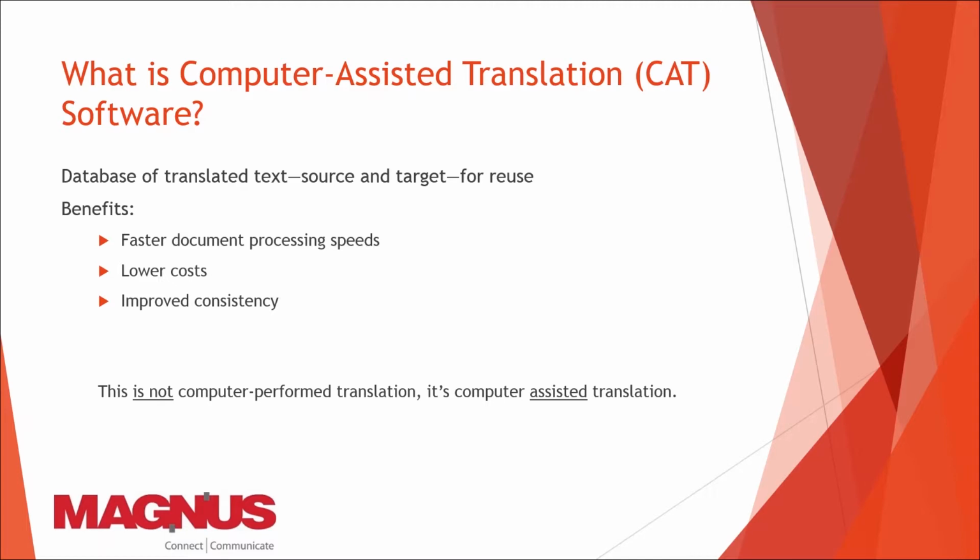It enables faster document processing speeds. The software quickly finds old translations and helps the translator to evaluate and place this text in the file. Lower costs. Since less text needs to be translated, costs are lower. And improved consistency. Since translations are automatically suggested for reuse, there is less variation, assuming linguists use the tool properly.